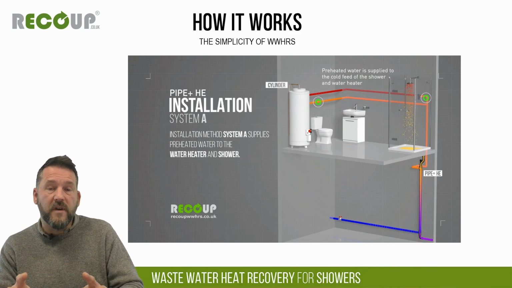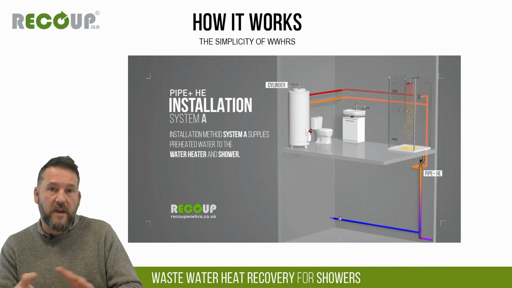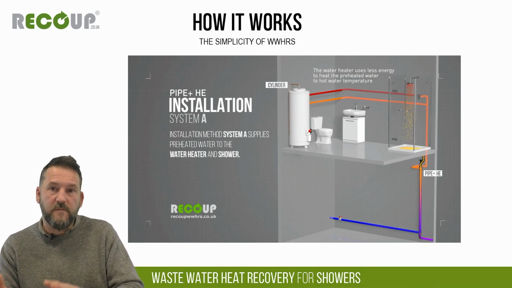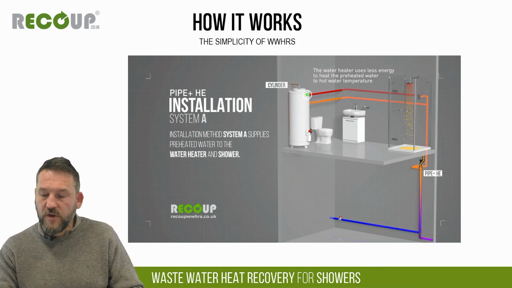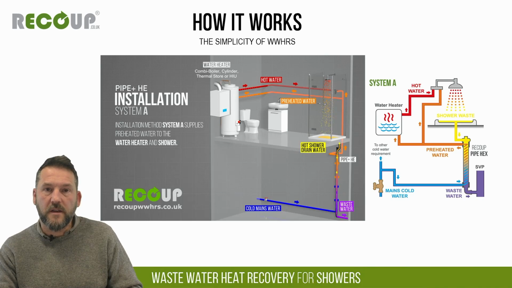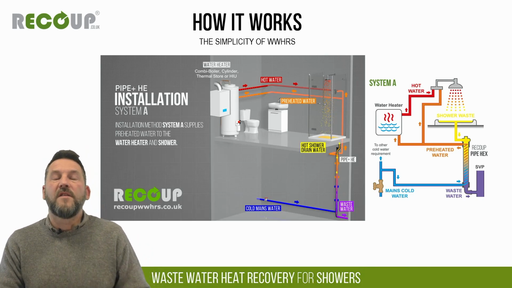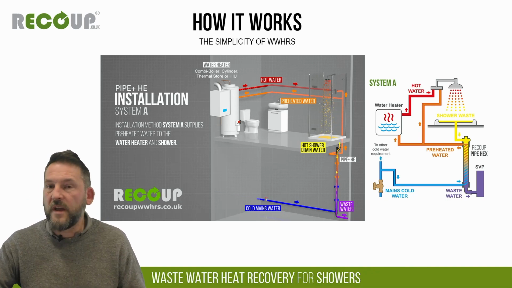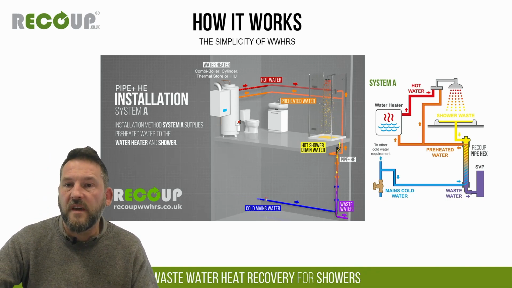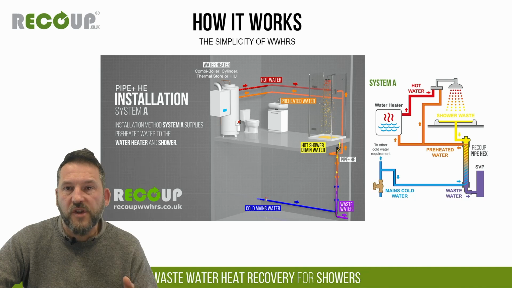From there, however, there are 3 SAP listed installation methods that are recognised for SAP modelling and for new build. They're called System A, System B, System C. So what we're showing here is System A, and I'll just move over to a static slide because that shows it a little bit easier. So System A is the most efficient method of piping up the wastewater heat recovery. And as you can see here, cold water main going in, coming out preheated, and then what we're doing, we're sending that preheat to the cold side of the shower mixer.